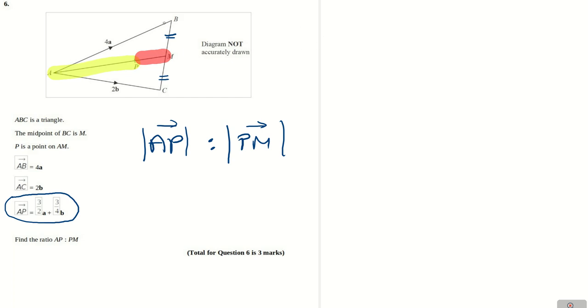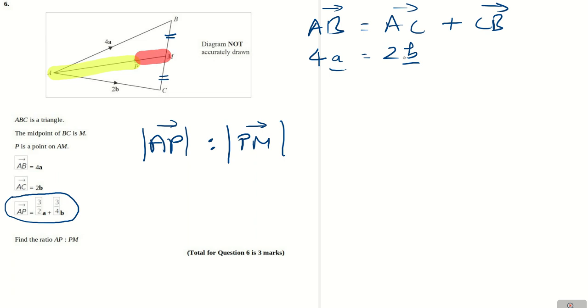if we think about the triangle here, you can see that AB is the same as going from A to C, AC, plus going up from C to B. Okay, simple vector addition. However, we also know that AB is 4A, and we know that AC is 2B, which means we can get an expression for CB, the vector from C to B, which is just going to be equal to 4A minus 2B.